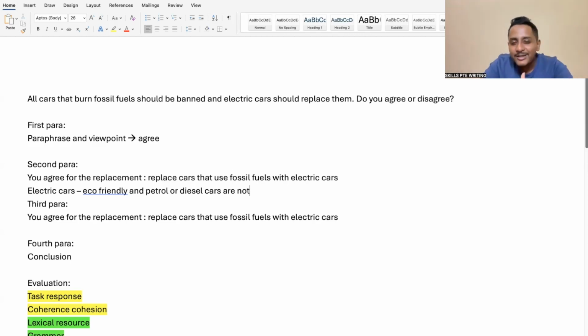That writing, continuing, expanding the ideas is called coherence and cohesion. One idea is enough. One idea is more than enough. Task response is part of it. It is not the entire thing.